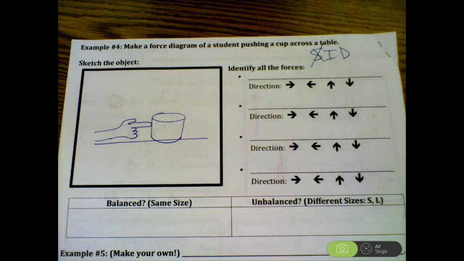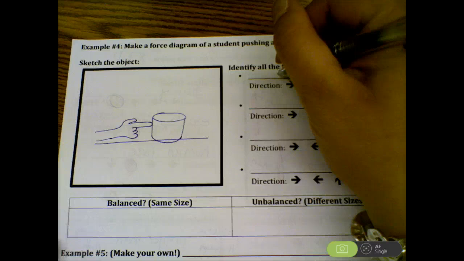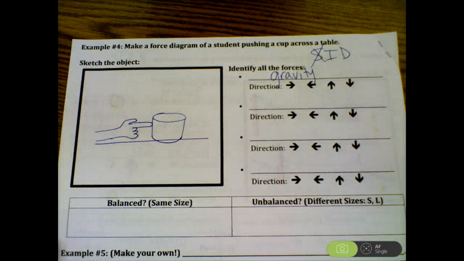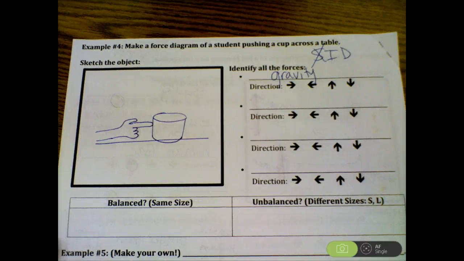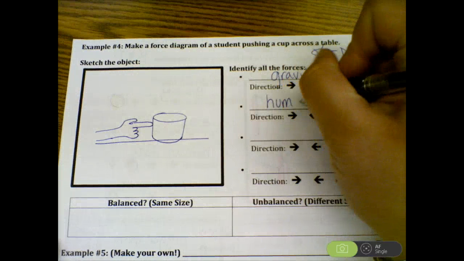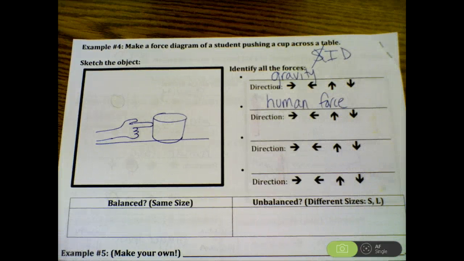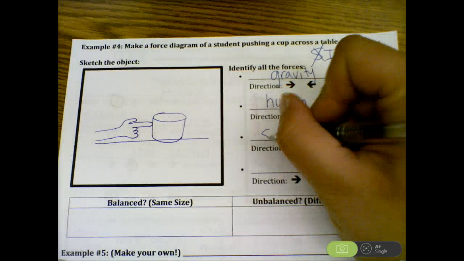The next thing we need to do is identify the forces. We are on Earth, so of course we have gravity. There's a person touching the cup, so that tells us that there is human force. This cup is not falling because the table is holding it up. Therefore, we know it is being supported.